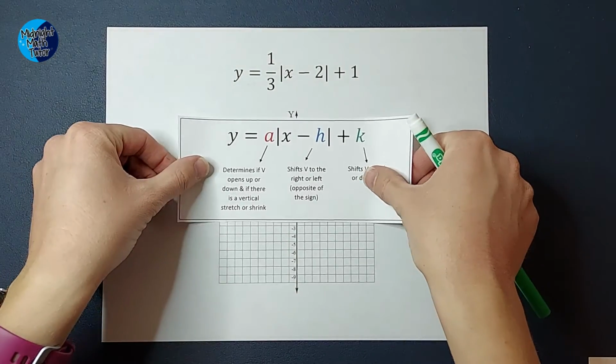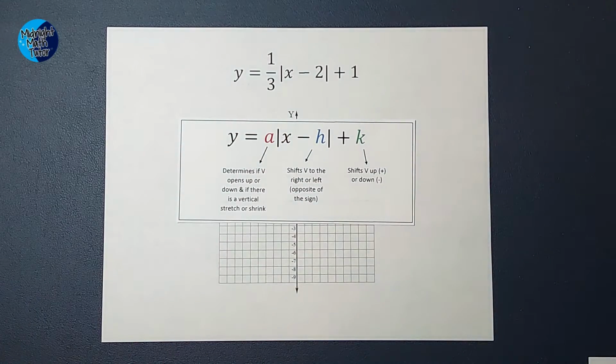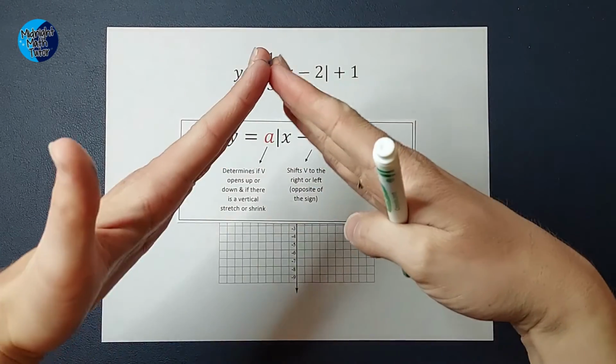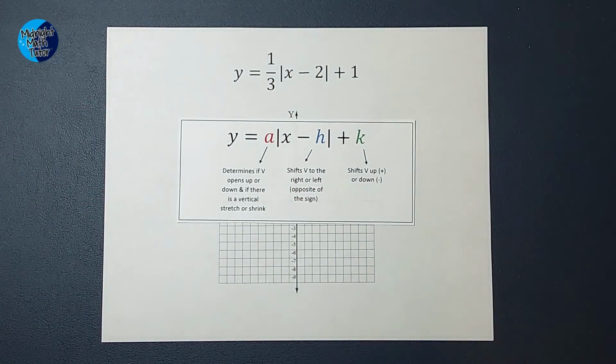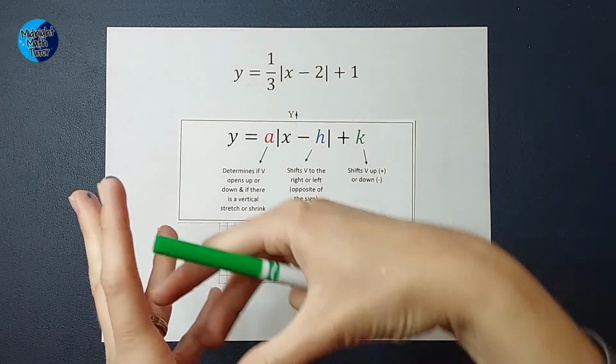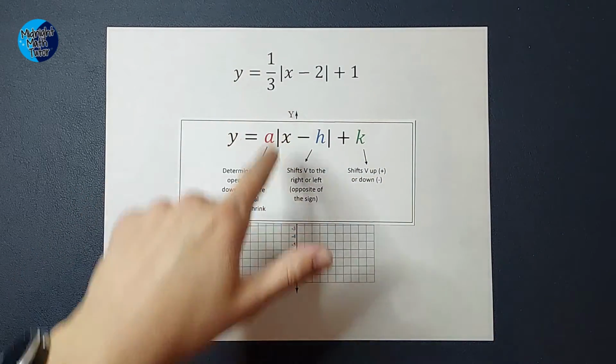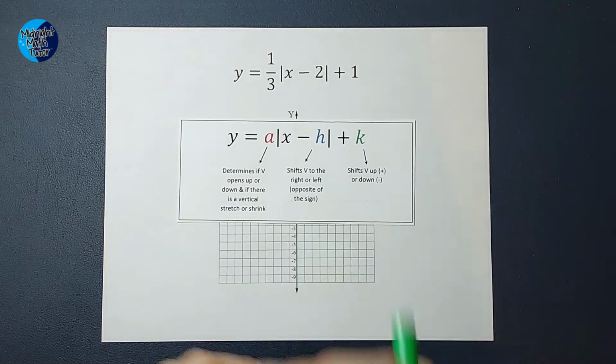Okay, so the number out front, if there is one, tells me a couple things. If it's positive, my graph opens up like the parent graph. If it's negative, it's going to be flipped around and open down, an upside down V. Okay. Also, if you have a number like 2, 3, 4, 5, 6, it's going to stretch your graph. If you have a fraction like we do here, it's going to compress your graph.